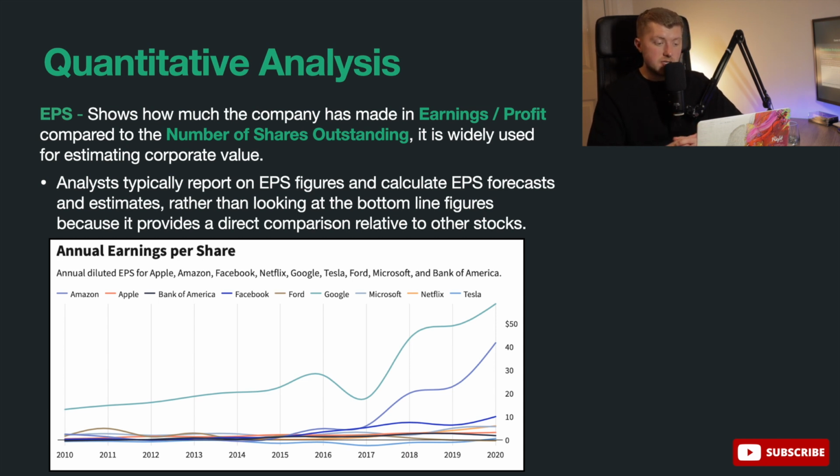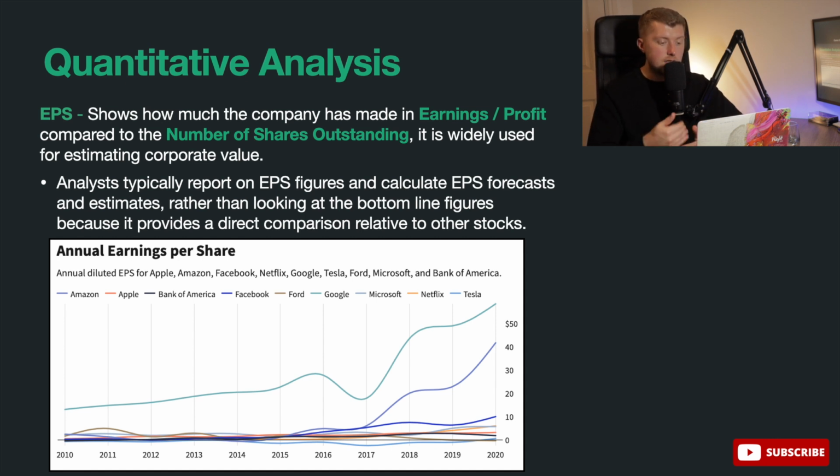The next thing that I wanted to talk about is a company's earnings per share. It shows how much the company has made in earnings or profit, depending on the terminology you're used to, compared to the number of shares outstanding, which simply means the number of shares in circulation. It's widely used for estimating corporate value. Analysts typically report on earnings per share figures and calculate earnings per share forecasts and estimates rather than looking at bottom line figures, i.e. just what the net profit of the company actually is. The reason analysts look at earnings per share is because it's relative. By looking at an earnings per share figure, you can compare that to other stocks, perhaps other competitors, or other stocks within the broader industry.